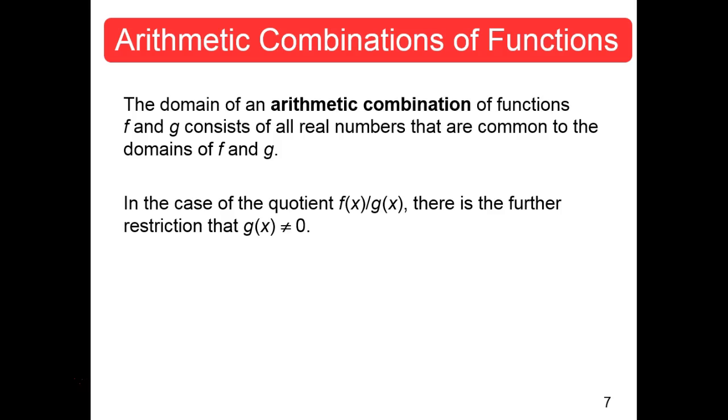In the case of the quotient function, you have a further restriction that the denominator g of x cannot be zero. So not only would you have the commonality being a constraint, but then you also could not allow any x's, even if it's in that common part, that would make g equal zero. Okay? Got it.